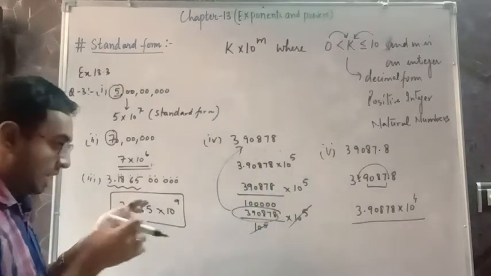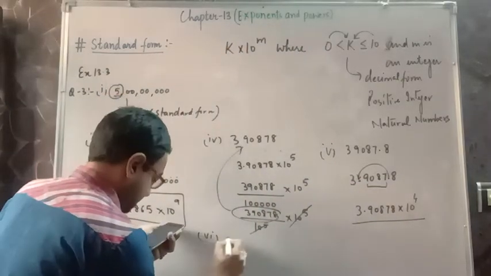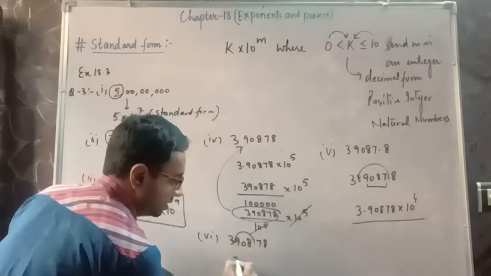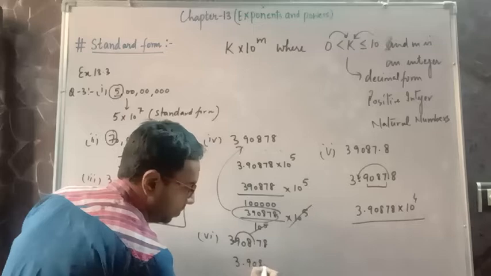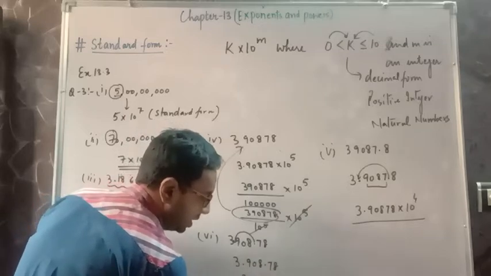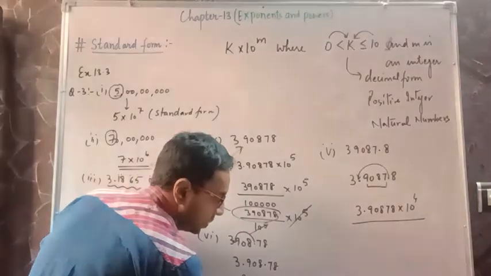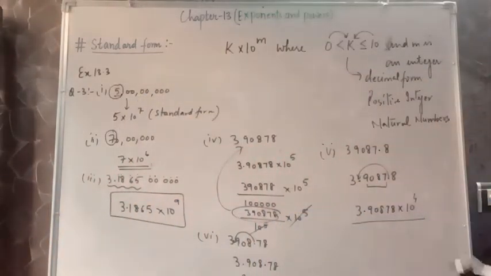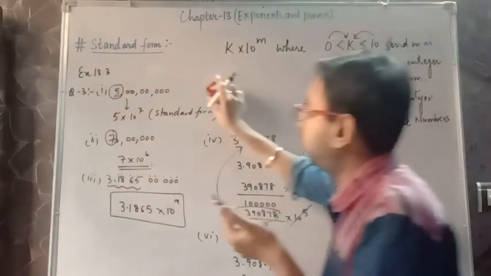Very easy rule. Next, sixth part. 3908.78. Where should the decimal be? The decimal should be here. Right? How many digits between the decimals? 3. So we'll be getting 10 raised to power 3. This is what the answer is. Are we clear? Based on this, let's see question number 4.